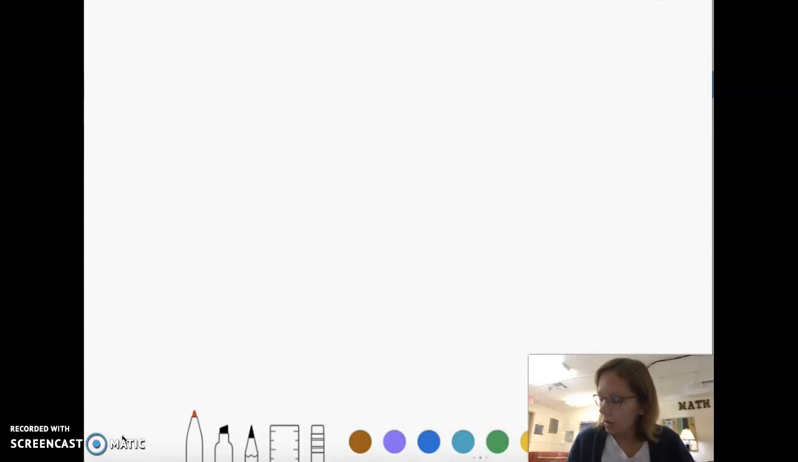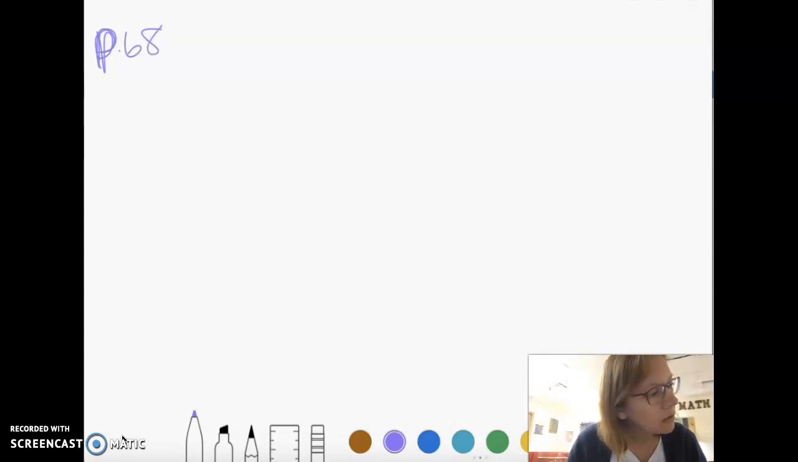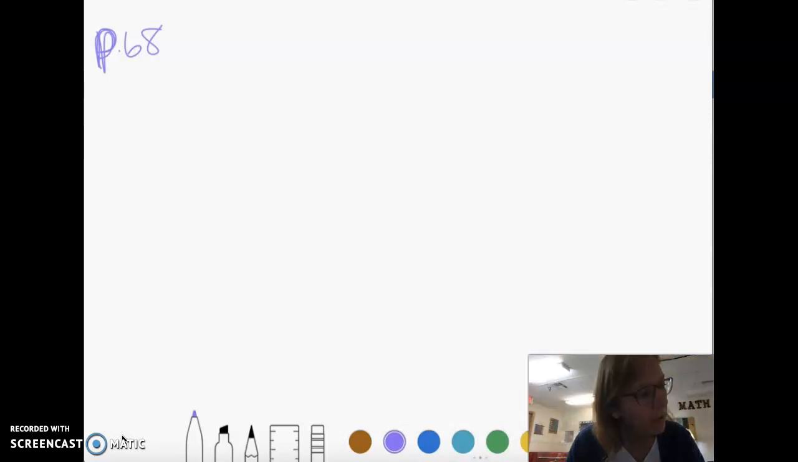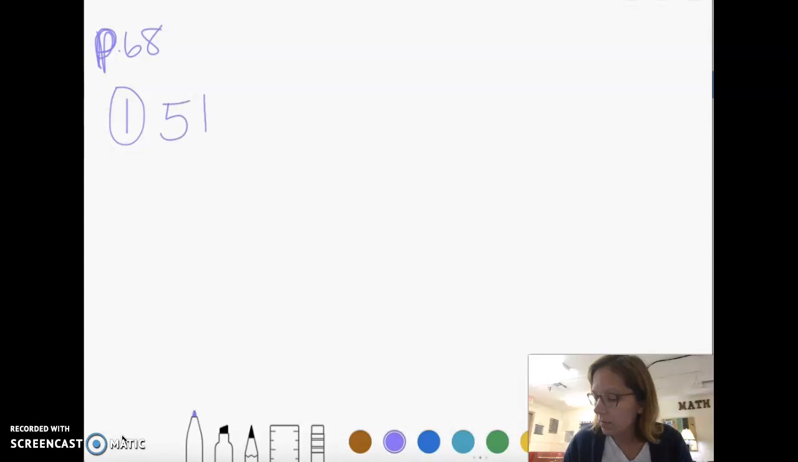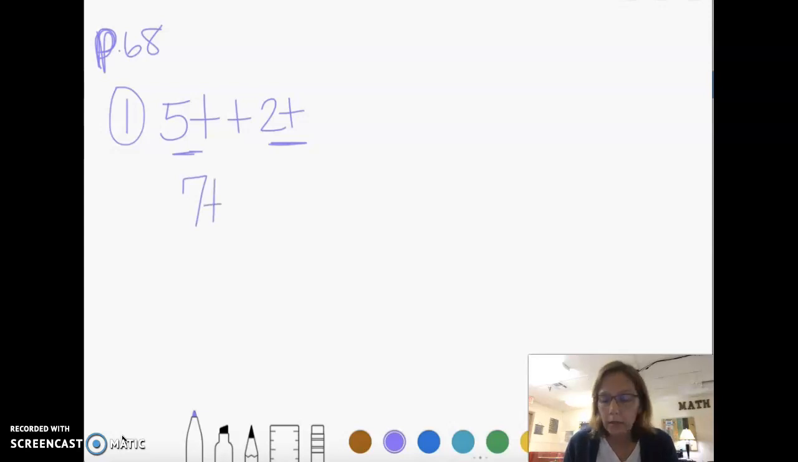So I am in the book on page 68. And I'm going to start at the top with number 1 just to give you some examples, okay? Number 1 says 5t plus 2t. I hate it when they use t because it looks just like plus signs. Alright, so I notice that I have t here and I have t here. So that means I can just put them together. 5 plus 2 is 7. And then I'm going to write my variable, t, and that's it.